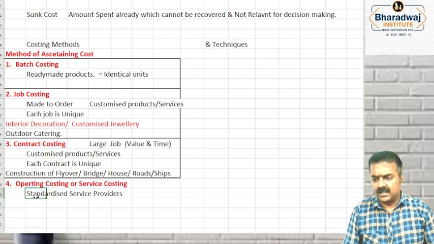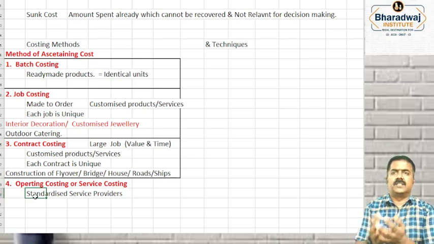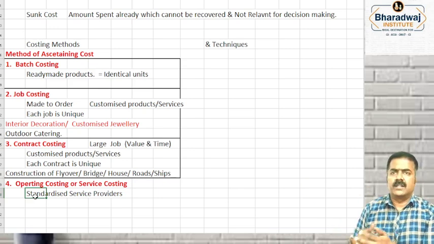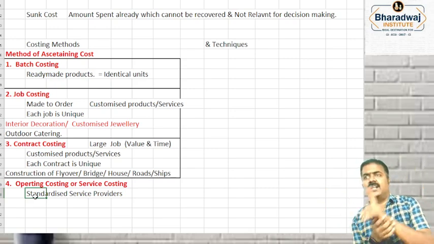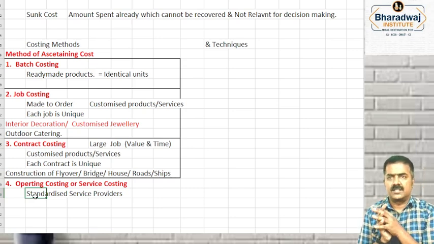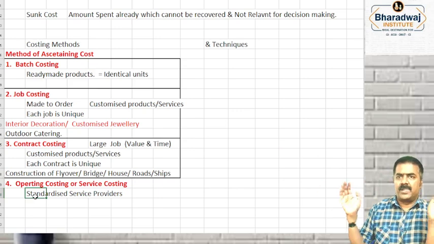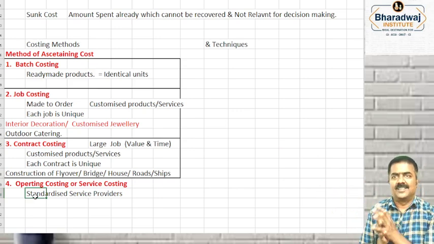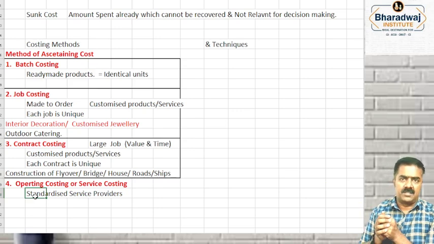service providers. What do you mean by standardized service provider? The provider will decide the service. If you want, you can take it. For example, hotels. Check-in, check-out time. Do you decide or hotels decide? Hotels decide. You go to a restaurant for having food. The menu, the size of the dosa, idli, who decides? Hotel. So that will come under which one? Operating or which one? Service costing.